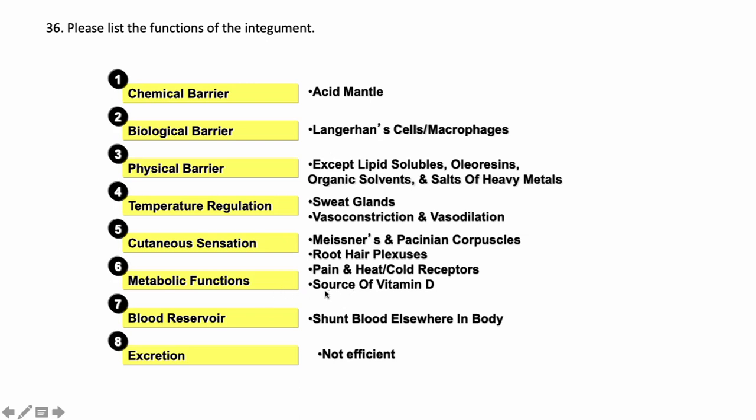Metabolically, one of the things you can count on your skin for is to participate in the process of making your own vitamin D. It's a set of enzymes in your skin that are actually activated by photons, by UV light. So you got to get some sunshine. The blood reservoir consideration is what I was talking about a little bit earlier, that the blood vessels in the dermis could vasoconstrict or vasodilate. So you can change flow of blood to the skin in order to preference blood flow to other organs.